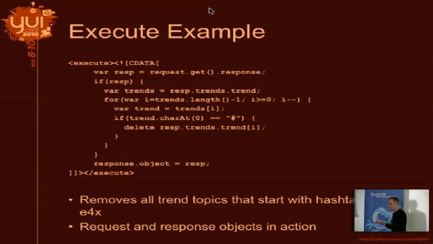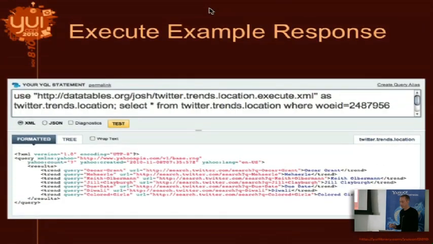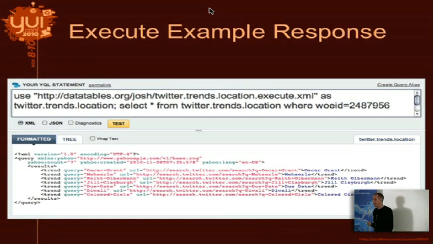The very last line: after you've manipulated your XML, after you've changed things, renamed, whatever you want to do, you set the response object back to your XML document. That is the actual point where you hand the data back to YQL, and it can then operate as a standard YQL table on that. So the result of this, now we run our handy-dandy query on my execute table. You can see there's no hashtags in it. So we've removed the hashtags.